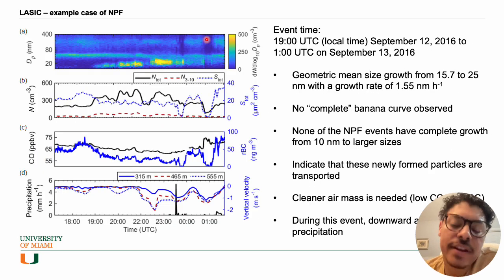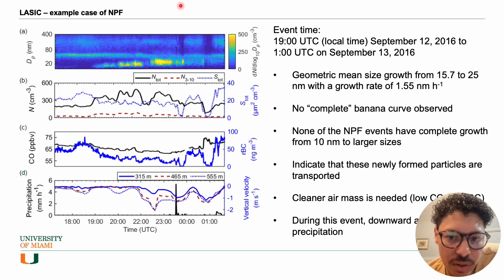This figure shows an example of an NPF event observed at Ascension Island on September 12, 2016, from 7 UTC, which is the same as local time, to 1 a.m. on September 13, 2016. On panel B, we observed the nucleation mode aerosol with a geometric mean size ranging from 15 to 25 nanometers and at an approximate growth rate of 1.55 nanometers per hour.